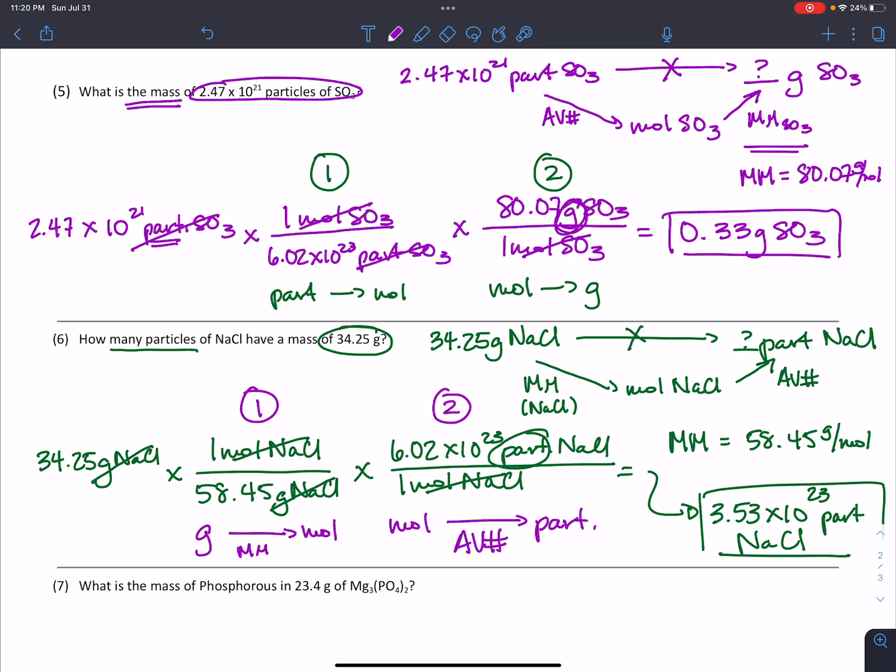So those are 2 examples of how we go from grams of a substance all the way to particles, or particles of a substance back to grams. There's going to be one final video which is going to look at an additional step that might pop up in these problems, but it's going to have the same general steps that we've seen in the earlier conversions.